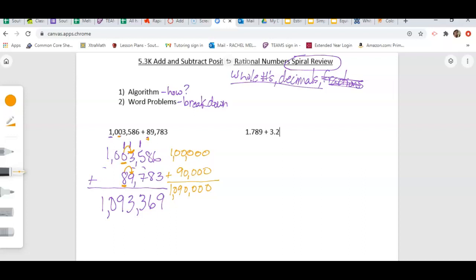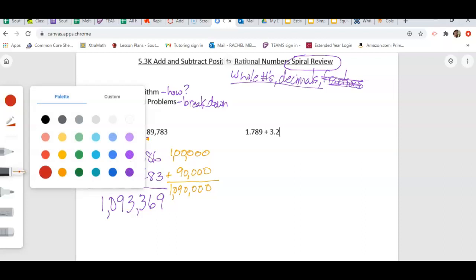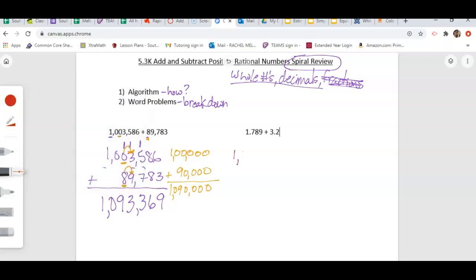Now we want to go backwards. What I mean by that is we are going to take the same numbers, 1,093,369, that was our sum. And now I'm going to subtract 89,783. If we did this correctly, I should come up with this answer right here. Okay, so I'm going to take my 89,783.